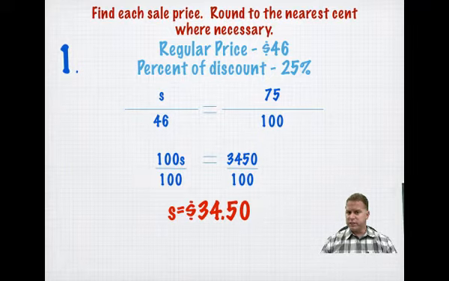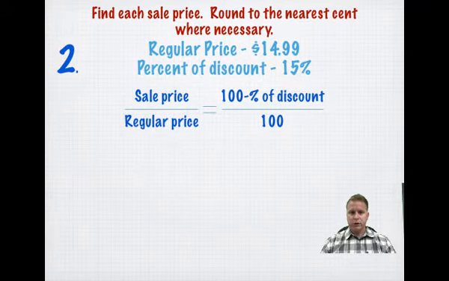So how much money did we save? Well, you could take 46 minus 34.50, and I believe you'll get $13. No, sorry, $12. No, $11.50. That's it. That's right. So that's how you could find how much money you saved if you wanted to. Because sometimes they might ask you how much you're saving or how much you're spending. So make sure you pay attention. What are they asking for in this case?